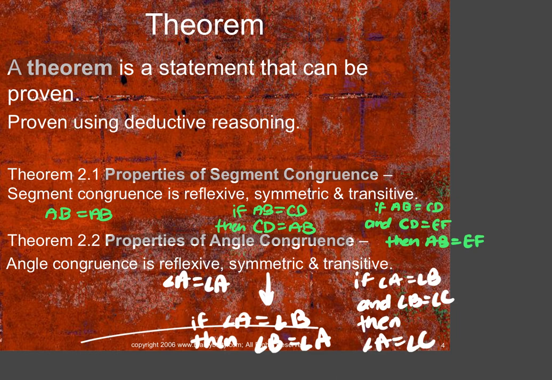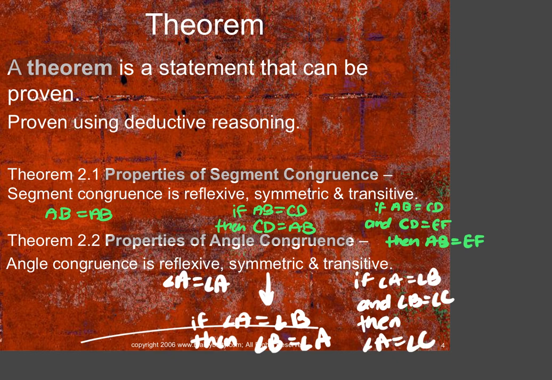Is symmetric one where they flip? Symmetric, yeah, the order changes. Reflexive is itself. Think about looking at your reflection. Symmetric, the order switches. And then transitive is an if-then statement. So if one statement is true and a second statement is true that has a repeated part, you can remove the repeated part.